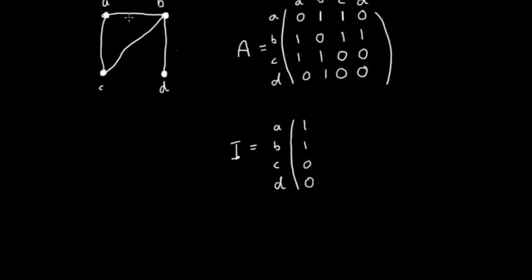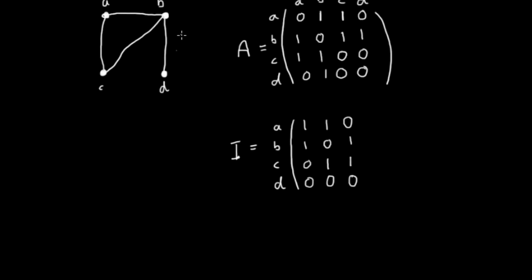Okay, let's move on to AC. I have the edge AC here, so in the next column, I have a 1 next to A, a 1 next to C, and zeros for B and D. Okay. For this edge here, joining B and C, I have a 1 next to B, a 1 next to C, and zeros next to A and D.